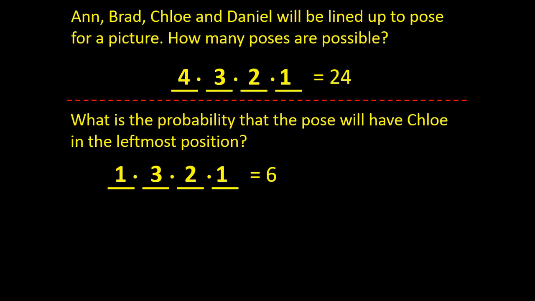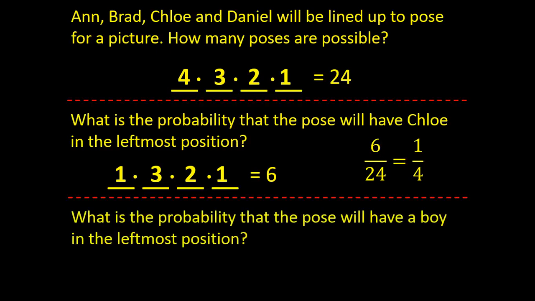Now that's not a probability, but that's the number of poses there are that have Chloe in the leftmost position. The probability that Chloe's in the leftmost position is 6 divided by the total in the sample space, which is 24, or 1/4.